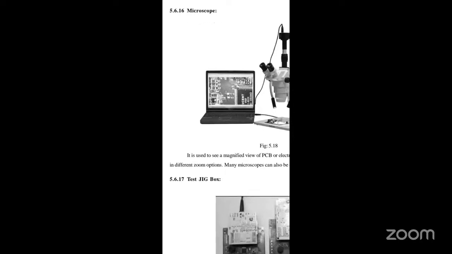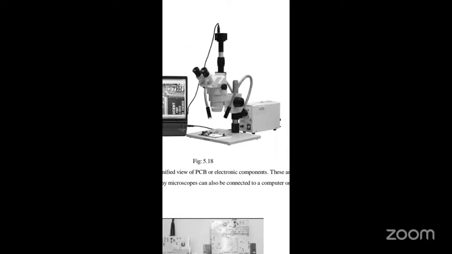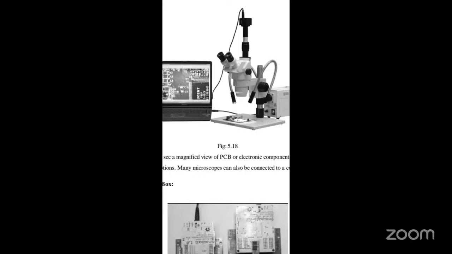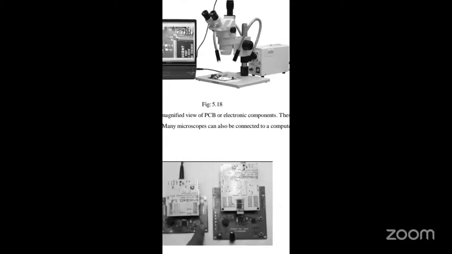Next, microscope. It is used to see a magnified view of the PCB and electronic components. These are available in different zoom options. Many microscopes can also be connected to a computer or a monitor.